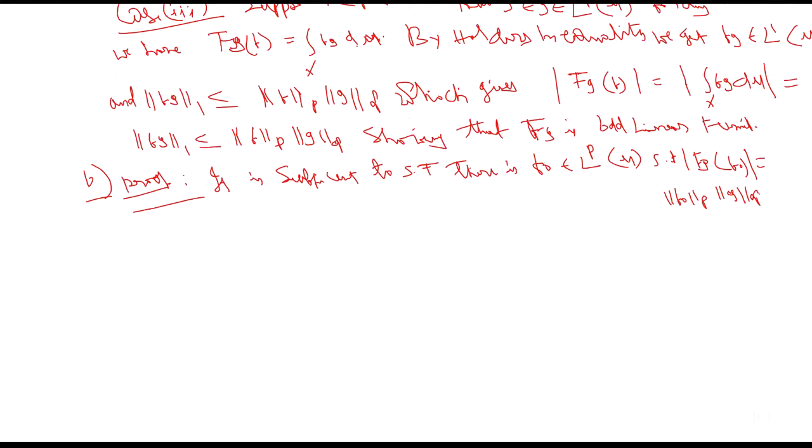Suppose G belongs to LQ mu is given, we write F naught equal to mod G to the power Q by P into SGN G. SGN means signum of G.